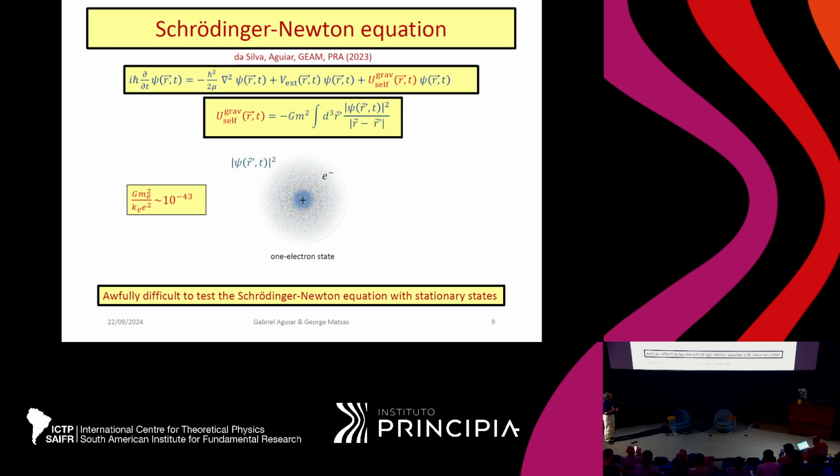Actually, it's awfully difficult to test the Schrödinger-Newton equation with stationary states because of one fact: the external potential that you use to build these stationary states is always, as far as I know, much larger than this self-interacting potential. So this leads us to ask the following question. What is the best or the easiest scenario to test the Schrödinger-Newton equation, which is important in order to say something about the semi-classical Einstein equation?